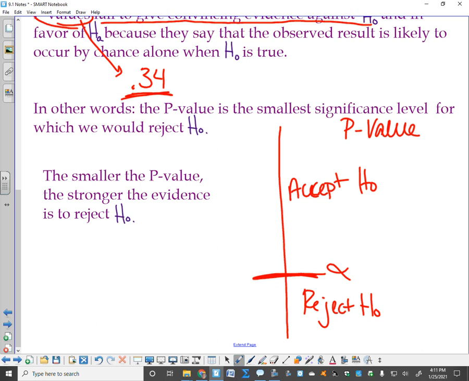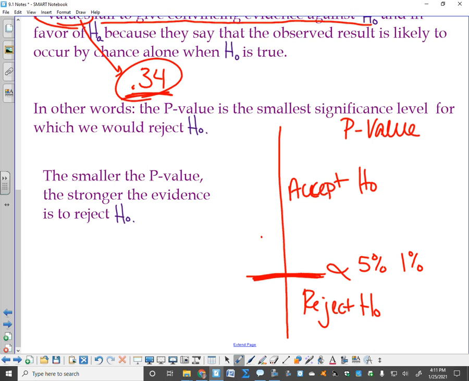Now alpha is the dude that says, okay, I will decide. He's like the judge. And alpha's value is set before the problem. So alpha says, okay, bring me all your evidence, wrap that up and find me a p-value. So you're going to take all your evidence, and then your job is to go get a p-value. Whether it's 34% or 0.11% or whatever, you find this p-value. Your alpha is usually 5% or 1%, one of the two. You either have a strict judge or a more lenient judge.